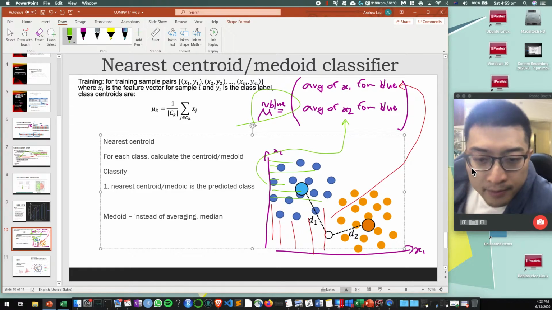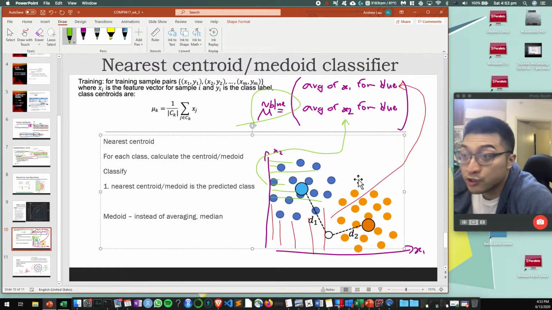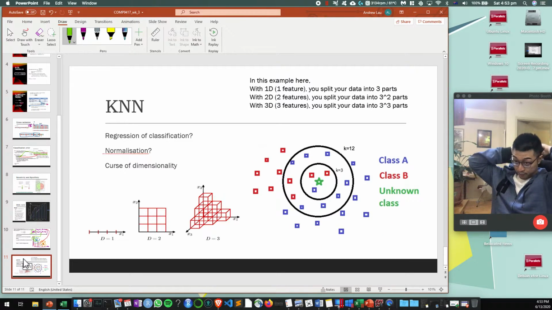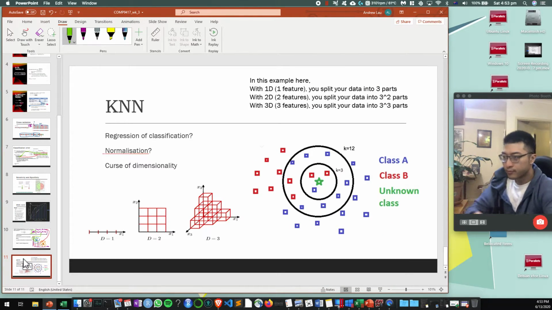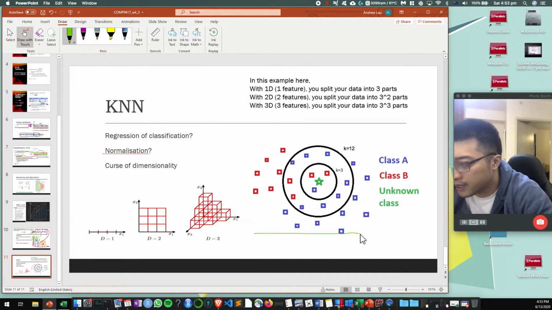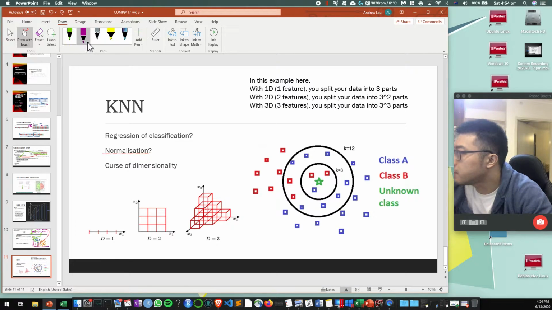How am I doing for time? Okay, I should move along to the Jupyter Notebook in a little bit. The next one I'll talk about is your k-nearest neighbor. This is quite a simple classifier. Basically, all you do is, you say this is your data set, and I'm going to use purple.